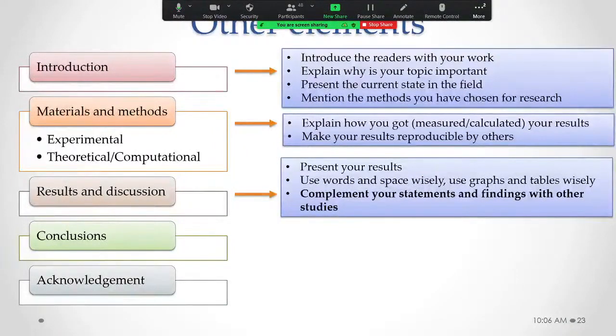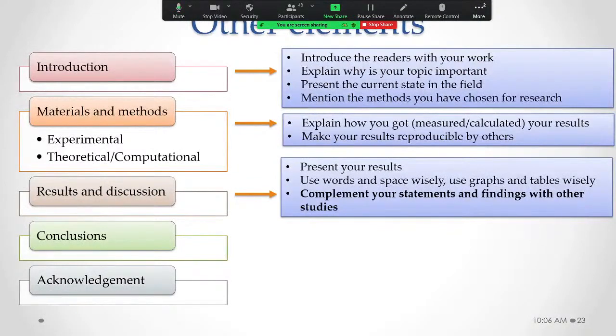If you just write what you have observed, it is going to be useless for other researchers. They want to know how your results compare with other studies. And that is what makes the writing of a good manuscript challenging. Because in order to do so, you have to read so many other papers.